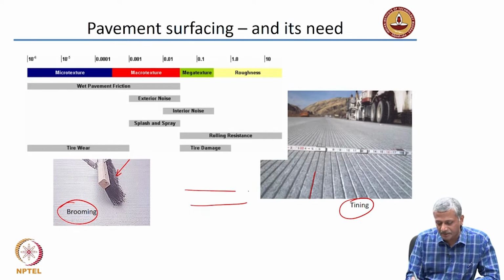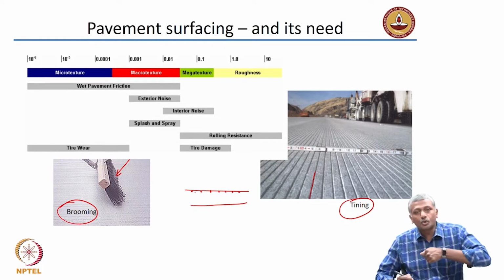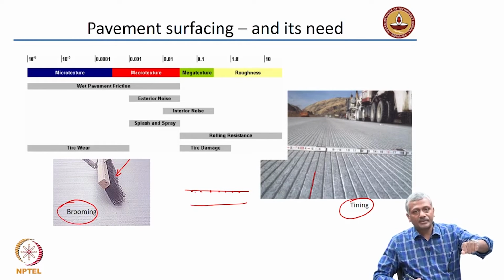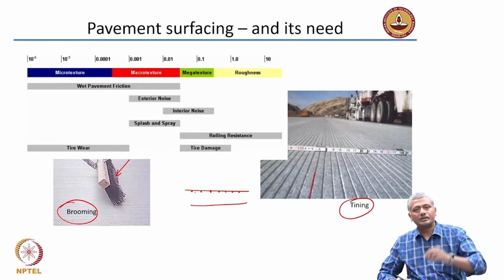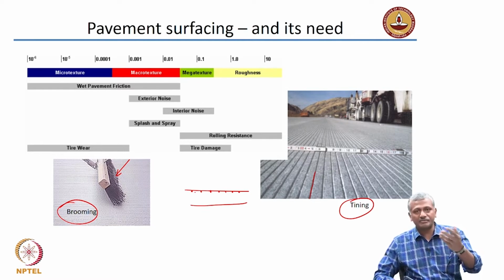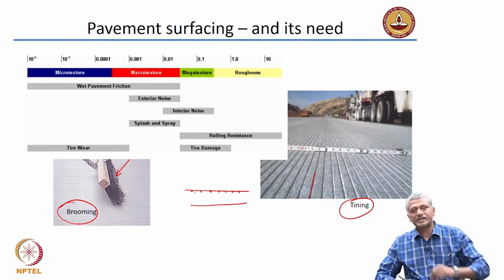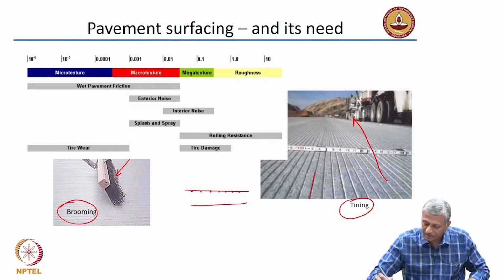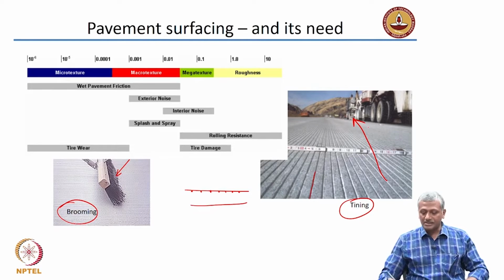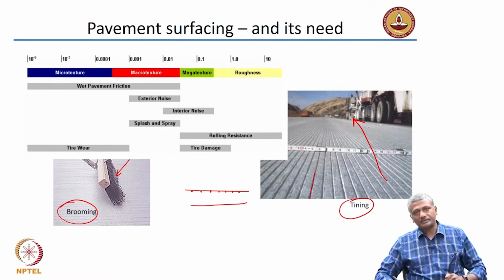So, if this is your pavement, I am just providing a very small groove at small distances. This is not a crack, this is not a joint, but this is just a grooving done on the pavement surface. So, we are talking about a few millimeters, maybe less than 5 millimeters of groove actually created on the concrete surface. And you see that this is the direction of traffic and the tining is done along the direction of traffic.